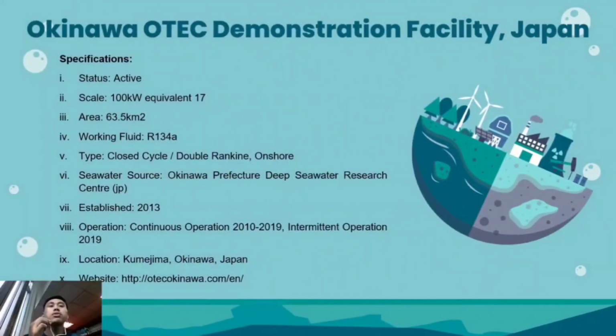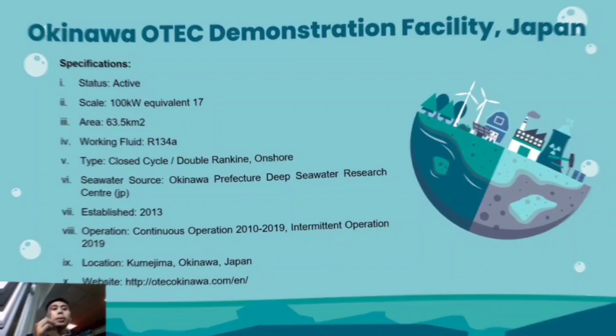For the specification, the status of this OTEC is still active. It can generate 100 kilowatts power. The area cover is around 63.5 km. It uses working fluid R134A. The type is closed cycle or double Rankine onshore, and it is located at Kumejima, Okinawa, Japan. For the further analysis, you can check out this website below.